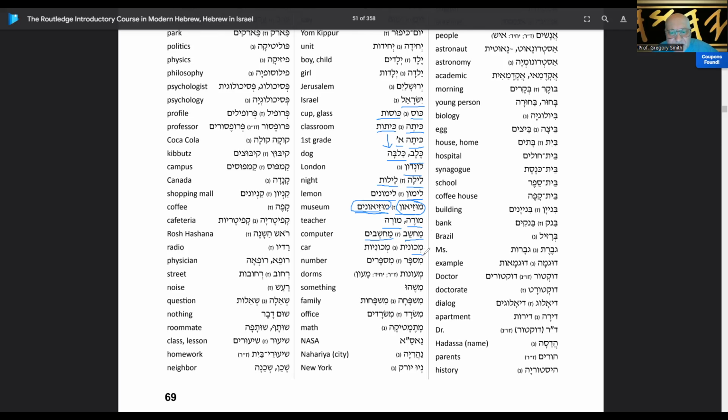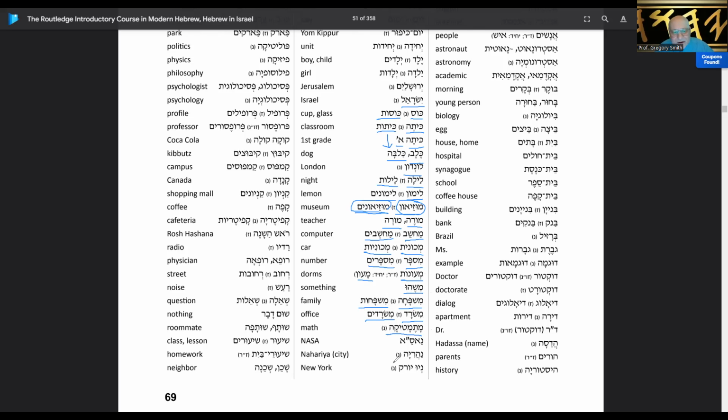Mekonit for car, mekoniot for cars. Misefer. No, this is mispar. Mispar for number, misparim for numbers. Okay, meonot for dorms, meon for a single dorm. Let's see. Mishpaka for family or mishpakot, families. Misrad for office, misradim, offices.